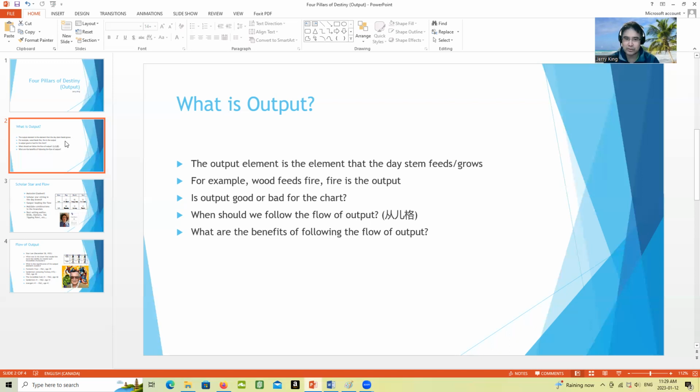So when should we follow the flow of output? So when we say surrender to output, this Chinese here, 从而 ge, so that's what it's called in Chinese. So when should we follow output? You've got to remember, if, for example, your day stem is born in a season where it's in a reduction mode, then we'd say there's a high possibility of the Day Master following the flow of output. So here I'll generate an example. It'll make it easier for you to understand.